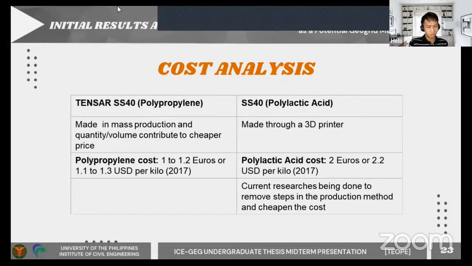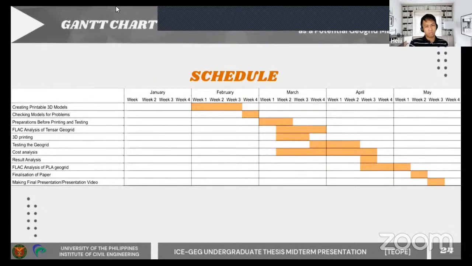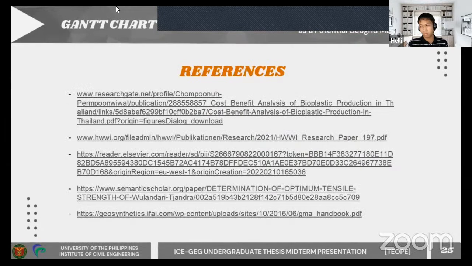The Tensar SS40 geogrid was a factory-made product which was done through mass production, which is significantly cheaper than 3D printing. As seen, the cost of PLA production is also significantly higher than that of polypropylene. However, research is currently being done to refine the production method even more to cheapen the price, making it a viable alternative to explore in the future cost-wise. This is my Gantt chart showing the schedule for the research, and testing of the geogrid would commence sometime this week or next week. These are my references, and thank you for watching.